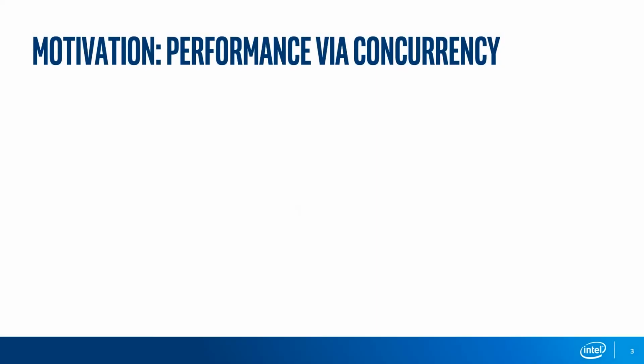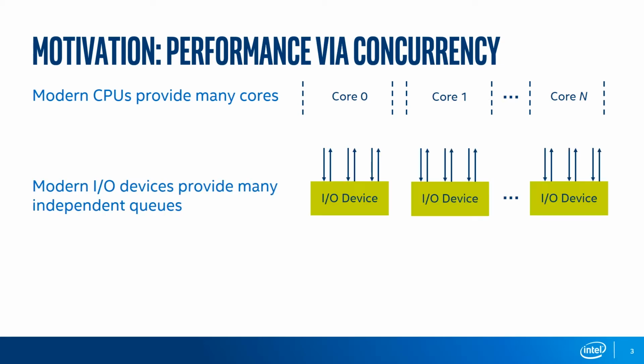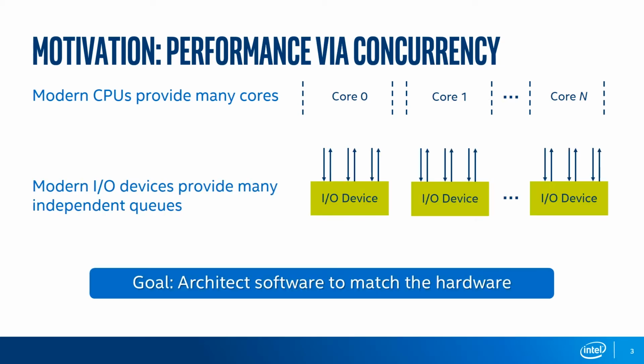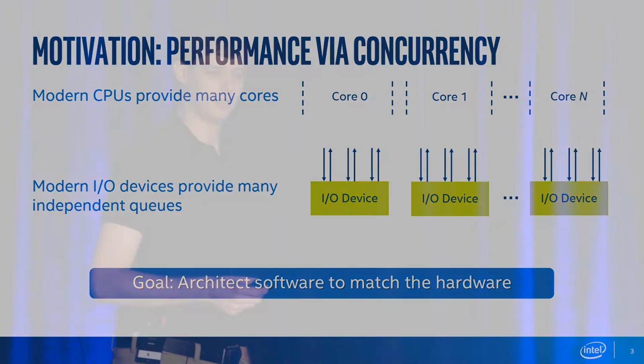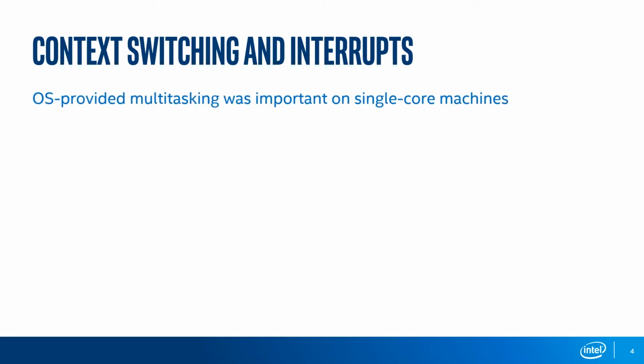So the idea here is that we have this modern hardware with lots of cores and lots of I/O queues. So we want to design our software to take advantage of these ideas. Right? We want to be able to design with that hardware in mind. And we also want to take into account modern CPU performance when we do things like context switching and interrupt handling.